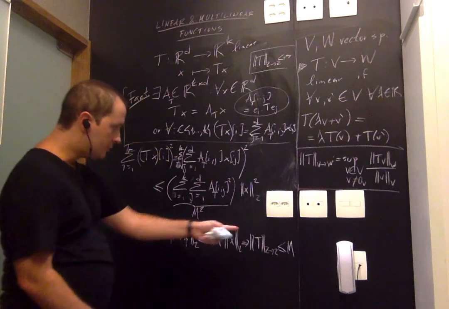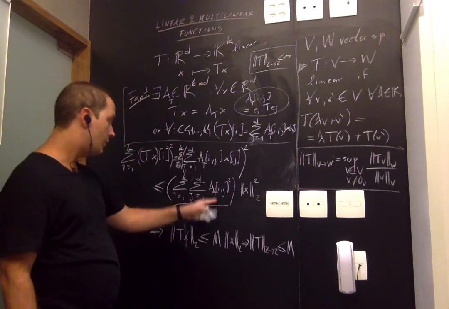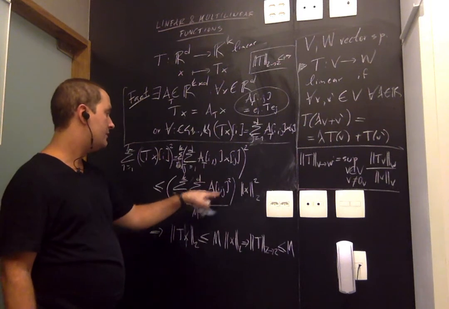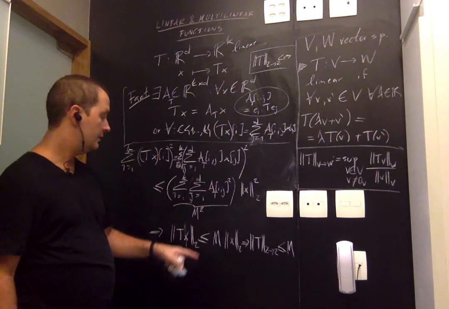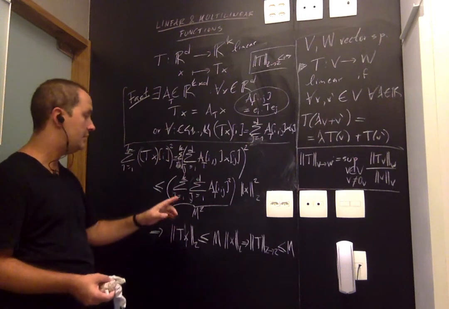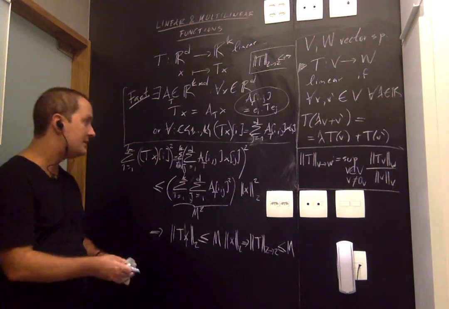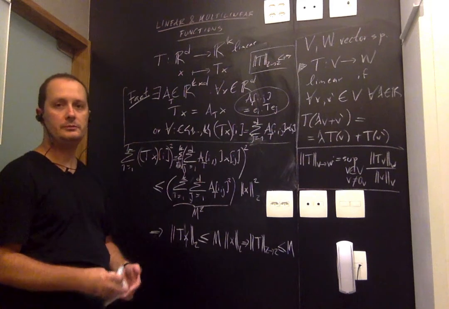So the operator norm is bounded by M. M is a finite number, right? As I said, M is the square root of the sum of the squares of the entries of A. And that's how we prove that any linear transformation from R^D to R^K is bounded. Here we have the bound. I have even an explicit bound for the operator norm.